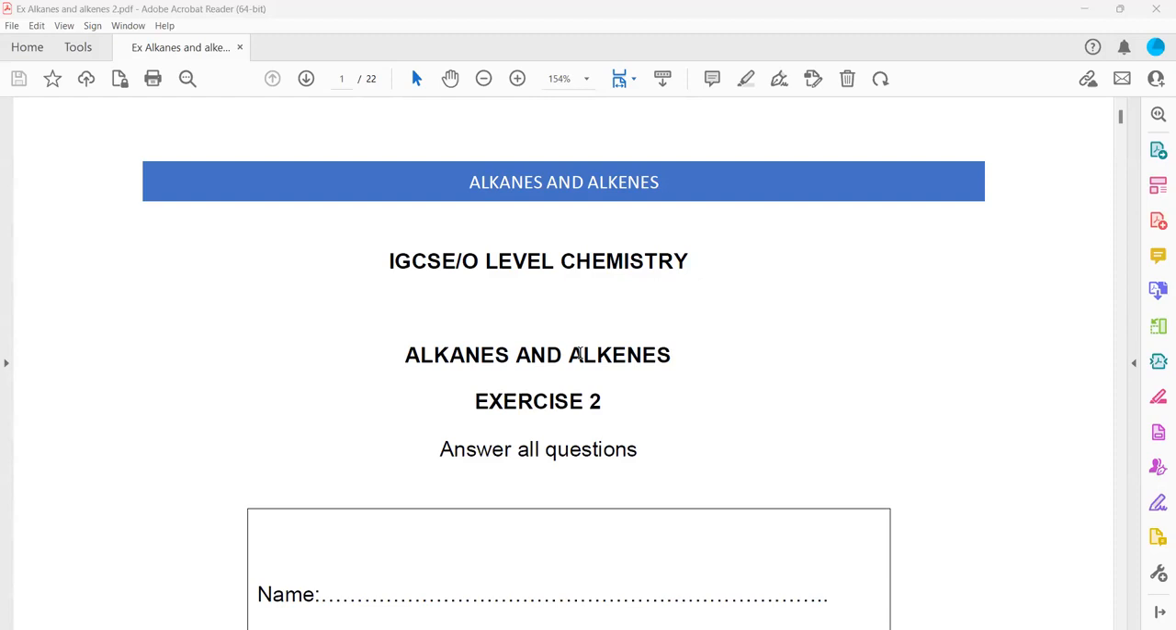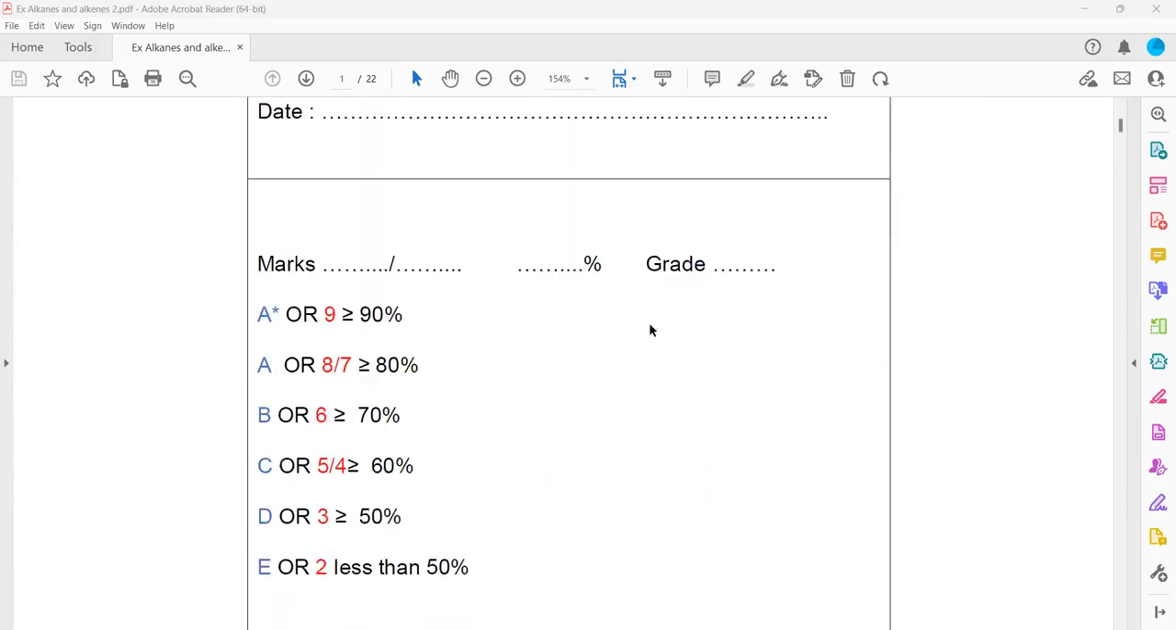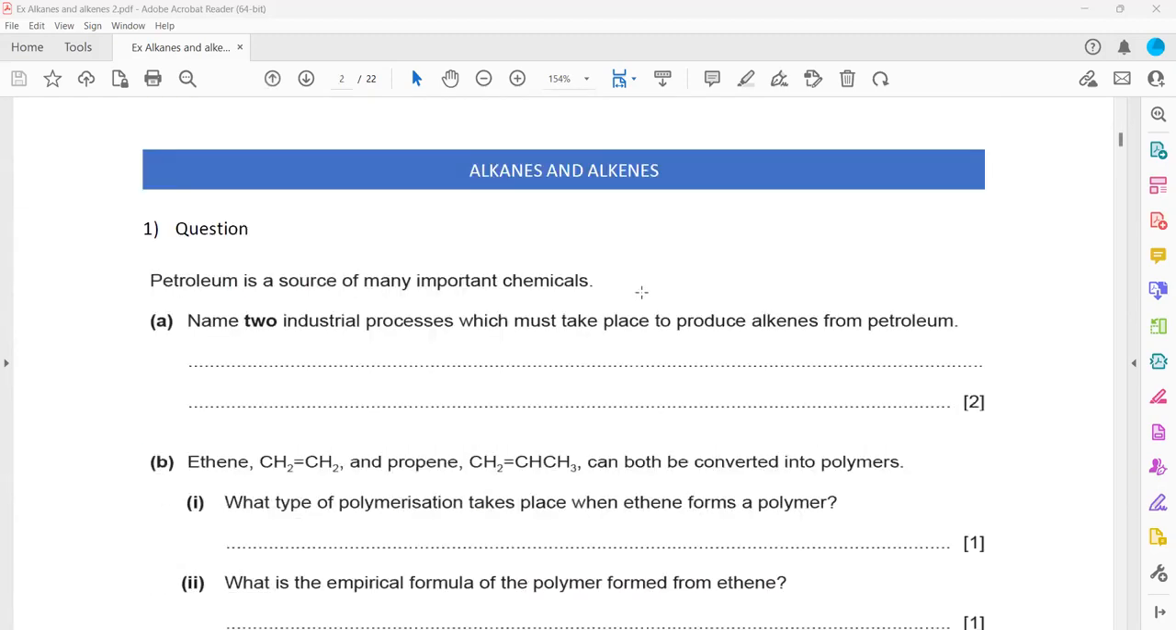This is exercise 2 related to alkane and alkene. Also weekly homework. Coming week you have to submit this.